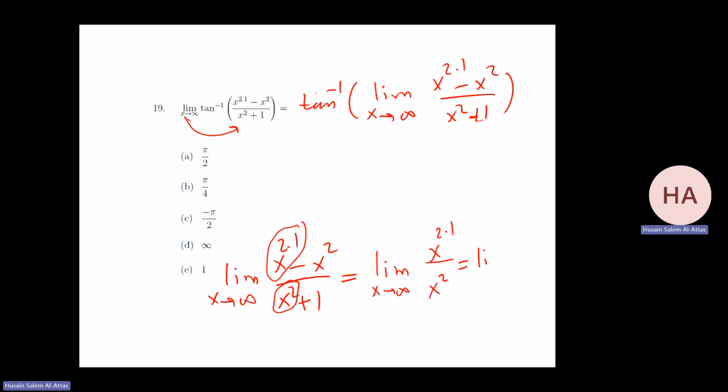So that will be the limit as x goes to infinity of x to the power 0.1. Since it's infinity to the power 0.1, that will be infinity. It will not go in the denominator. It will be just a positive value. 0.1 is a positive value. So this one goes to infinity. This limit goes to infinity.